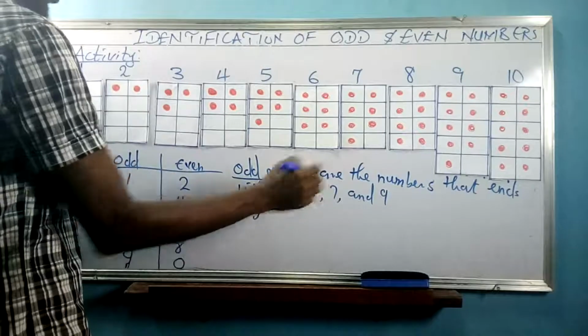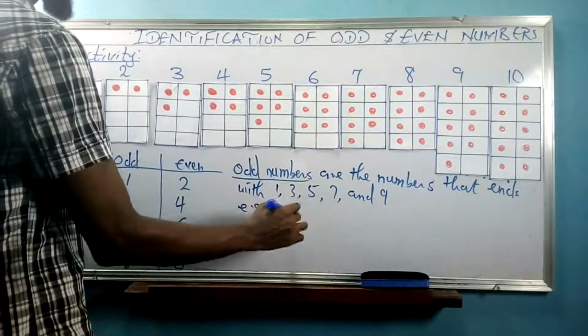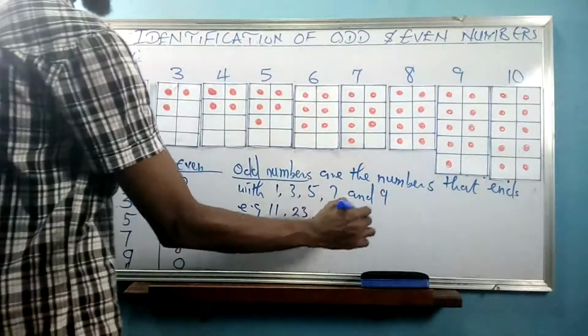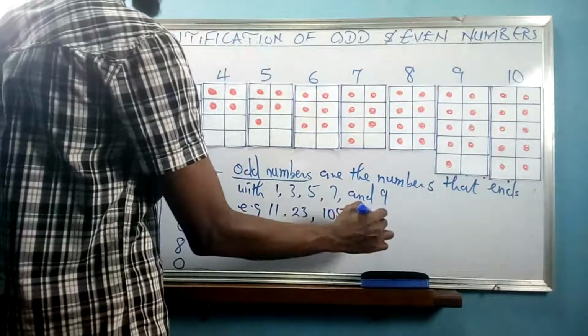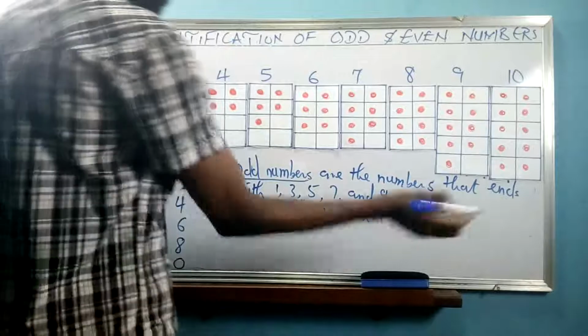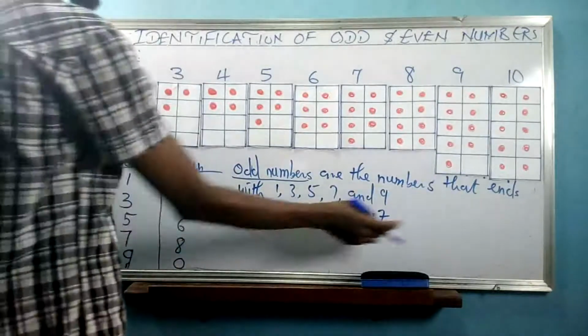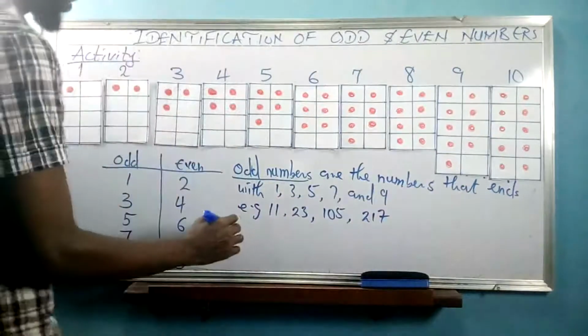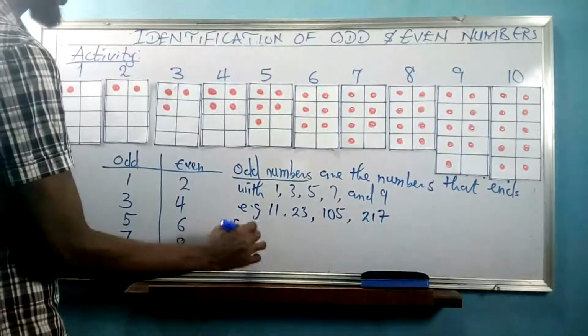So as we have it there, we have 11, we have 23, we have 105, we have 217. You see all these end with 1, 3, 5, 7, and 9 like that. So let's move on to even numbers.